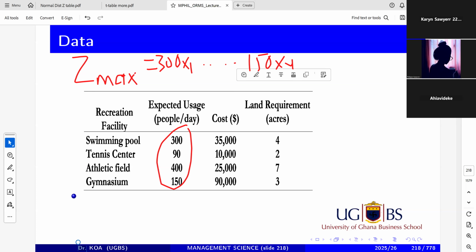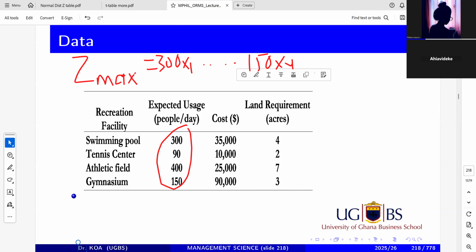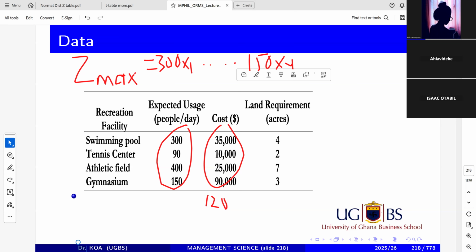So that is 1 mark. What other constraint do you have to formulate? So this is a formulated constraint that Karen did. And she said this is less than or equal to 120,000. What other constraint are executable? 4x1 plus 2x2 plus 7x3 plus 3x4 less or equal to 12. Very good. You also have 1 mark for that.